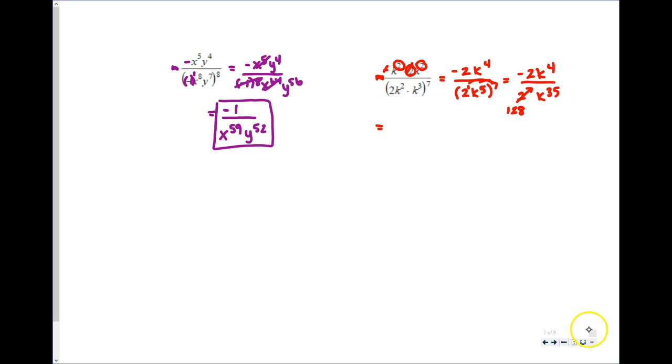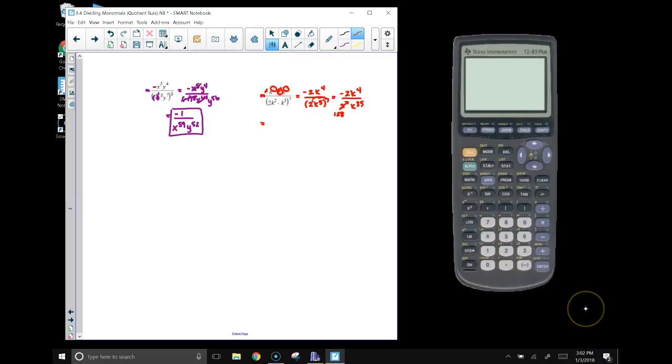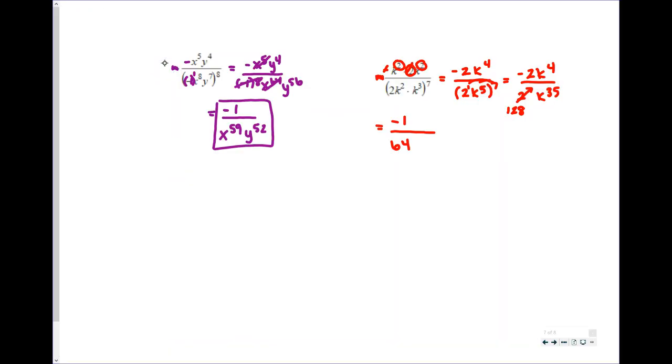And then I've got -2 on top and 128 on bottom. So I'm going to go ahead and use my calculator for this. -2 divided by 128 gives me this decimal, but because I've got my calculator handy, I can turn that into -1 over 64. So when I write my new answer, I'm going to have -1 on top and 64 on the bottom. Okay, so that takes care of my numbers. Cross them off. Goodbye.